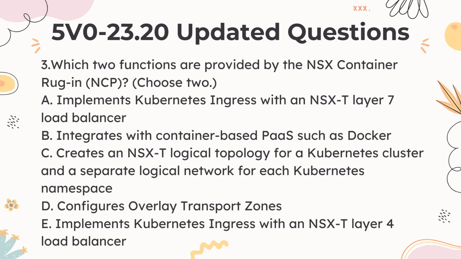3. Which two functions are provided by the NSX Container Plugin in NCP? Choose 2. A. Implements Kubernetes ingress with an NSX-T Layer 7 load balancer. B. Integrates with container-based PaaS such as Docker. C. Creates an NSX-T logical topology for a Kubernetes cluster and a separate logical network for each Kubernetes namespace. D. Configures overlay transport zones. E. Implements Kubernetes ingress with an NSX-T Layer 4 load balancer.